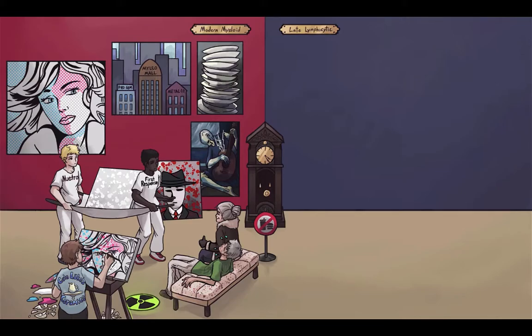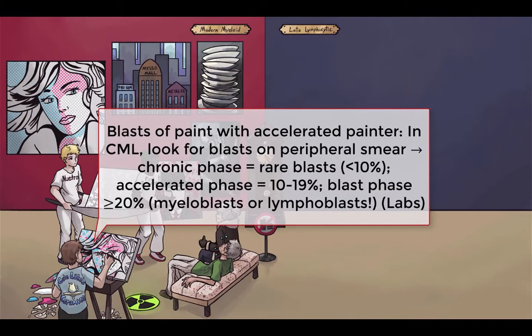Because these neutrophils are actually cytochemically and functionally abnormal. But more on that later. Since we're talking about the smear, I also want to point out that, in the chronic phase, blasts should account for a low percentage of cells. Blasts are a feature of advanced phase CML, however.